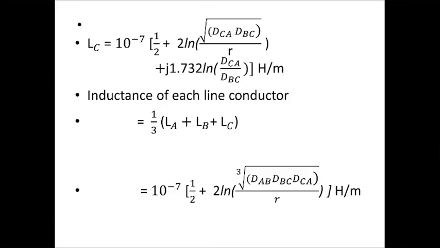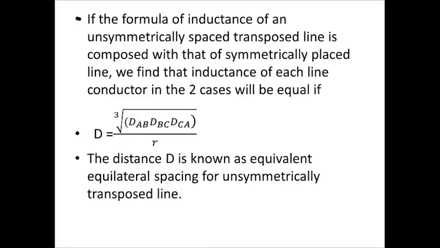Inductance of each line conductor is equal to 1 by 3 times LA plus LB plus LC. Substituting all this, we get 10 raised to minus 7 into 1 by 2 plus 2 log cube root of DAB DBC DCA divided by R. If the formula of inductance of an unsymmetrically spaced transposed line is compared with that of a symmetrically placed line, we find that the inductance of each line conductor in the two cases will be equal if D is equal to cube root of DAB DBC DCA. The distance D is known as the equivalent equilateral spacing for an unsymmetrically transposed line.